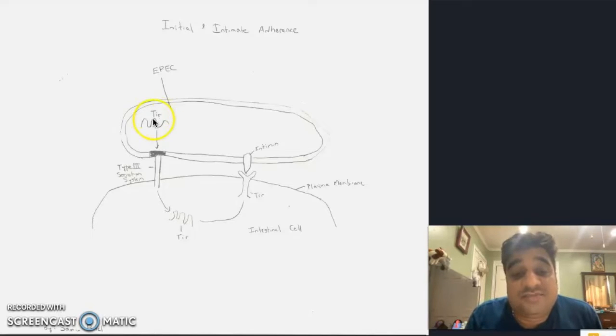That TIR protein, which is made in the bacteria, will come into the cell, and it puts itself into the plasma membrane of the surface intestinal cells. And it acts as a receptor for intimin, which is a surface protein on the bacteria. Once this intimin binds to the TIR, it starts the whole cascade of events.